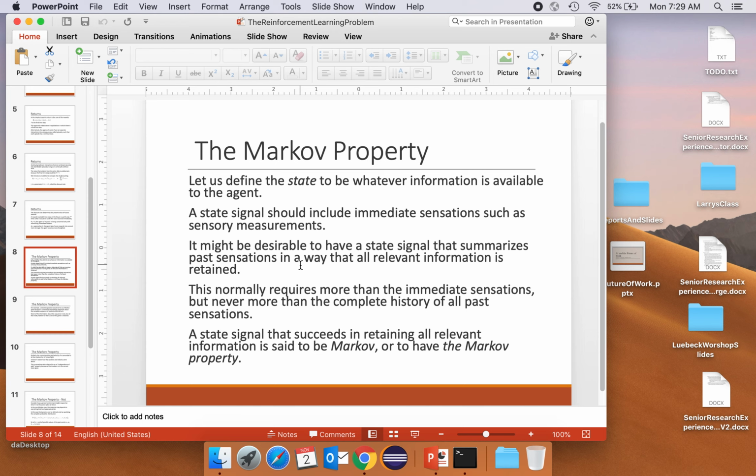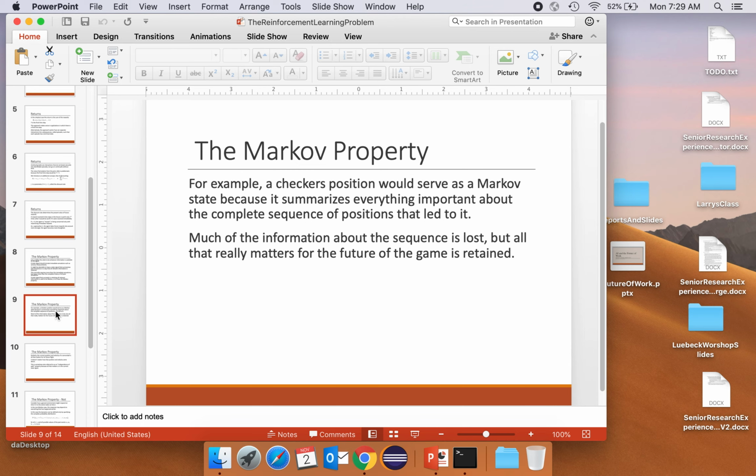So perhaps we want to keep history around. Now, if we're able to do that, if the state signal keeps all pertinent information around, then we say that it has the Markov property. It's said to be Markov. Let's look at some examples.